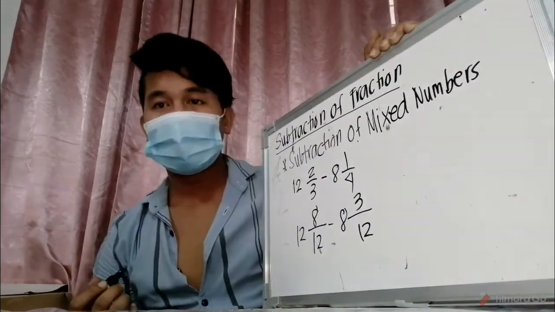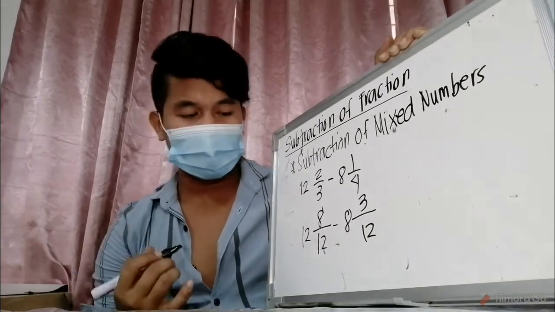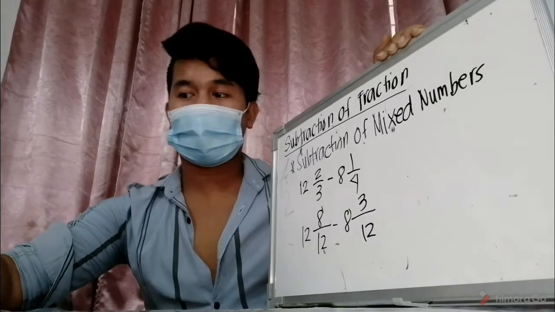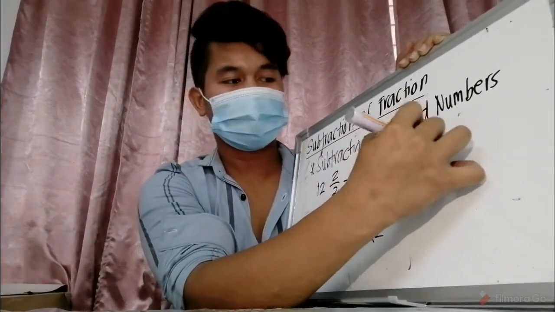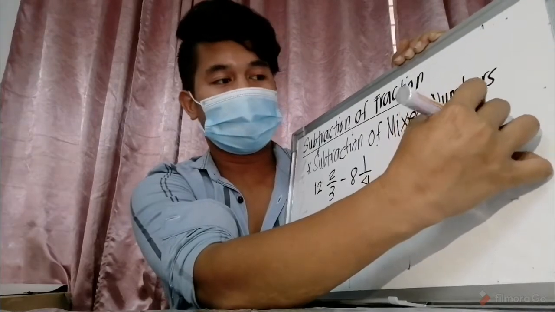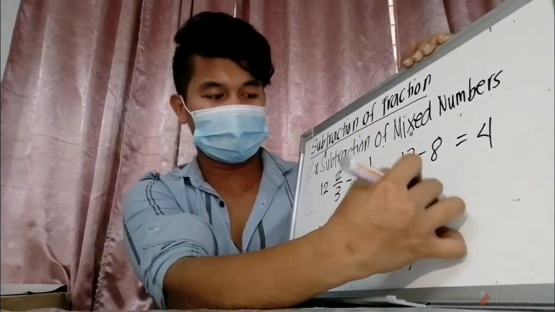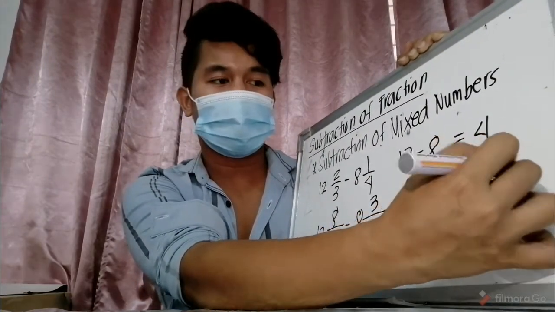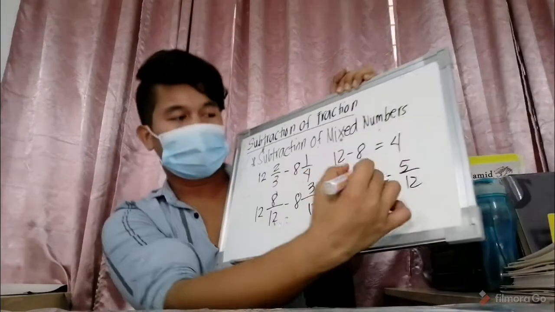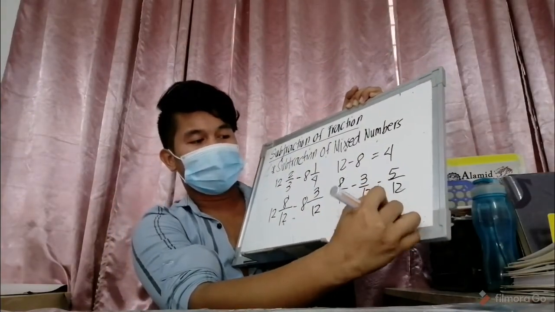And as you can see, they do have the same denominator for the fractional parts. That is why we need to subtract the whole numbers. So 12 minus 8 is equal to 4. And for the fractional parts, we have 8/12 minus 3/12 is equal to 5/12. That is why the answer for this is 4 and 5/12.